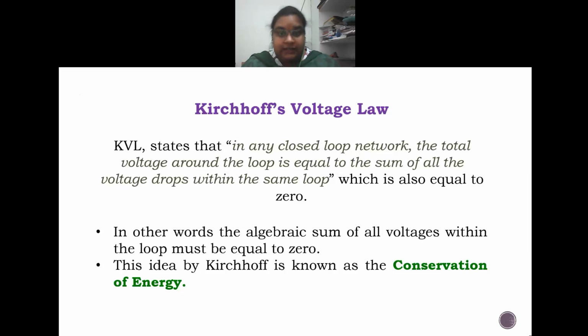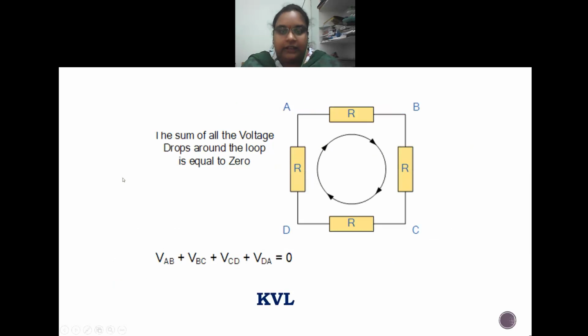So, if there are certain voltage drops in a loop and a certain voltage rise in the loop, those two must be equal. That is what this law states. If you can see here, there are four resistors. The sum of all the voltage drops around the loop must be equal to 0.